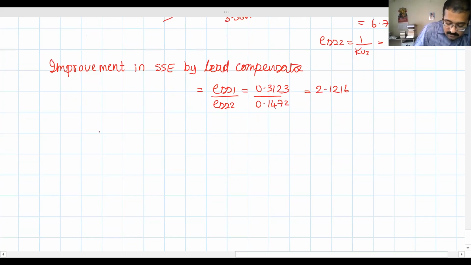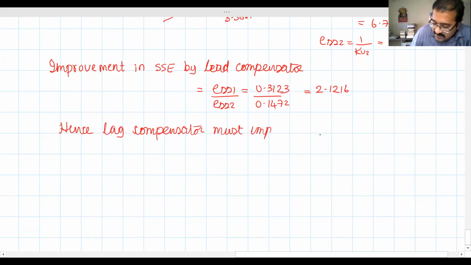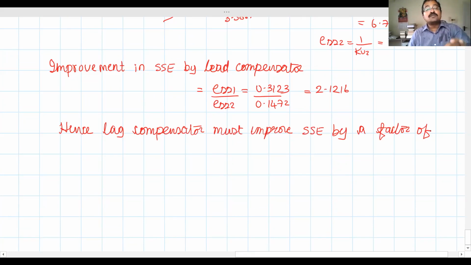Hence, the lag compensator must improve the steady state error by a factor of... You see, we have to improve the total steady state error by 10 times. With the lead compensator, the error has been improved by 2.1216 times. So when you insert a lag compensator, how much more improvement do we need? 10 divided by 2.1216.